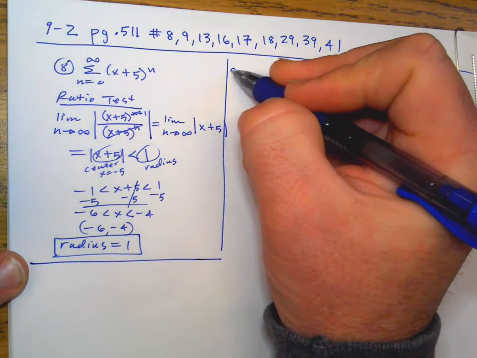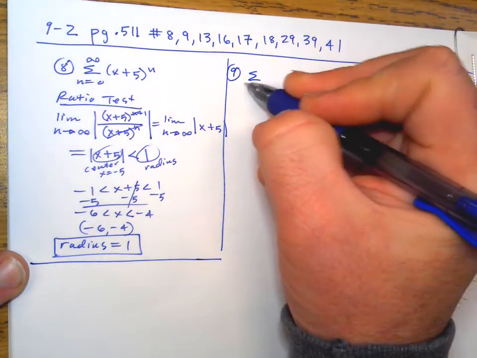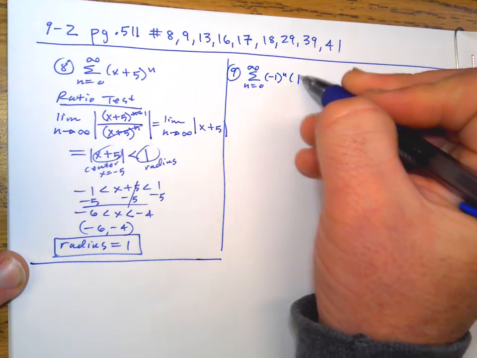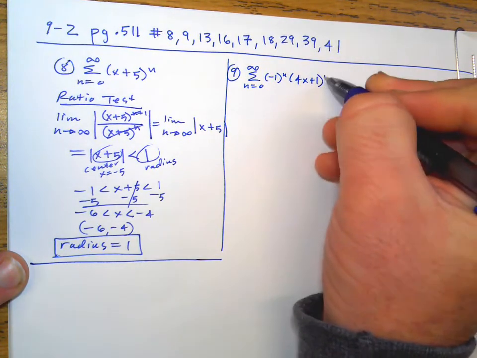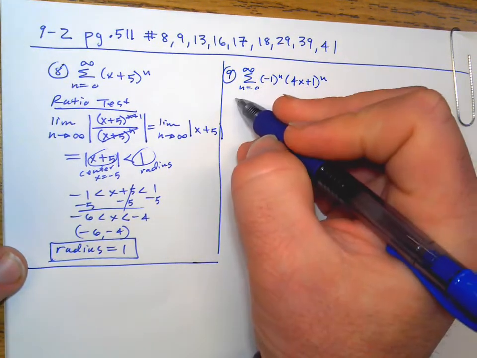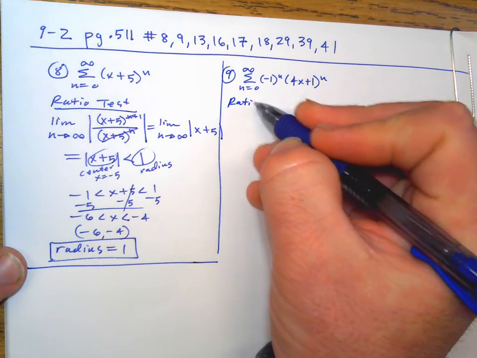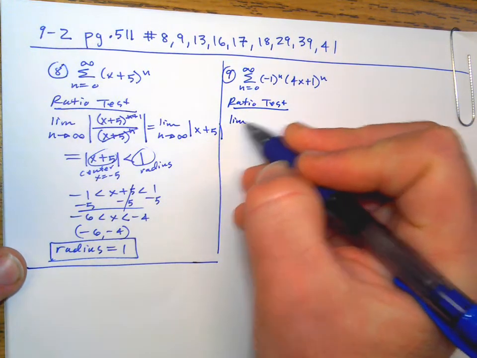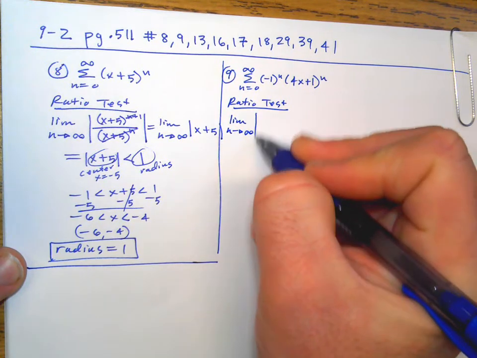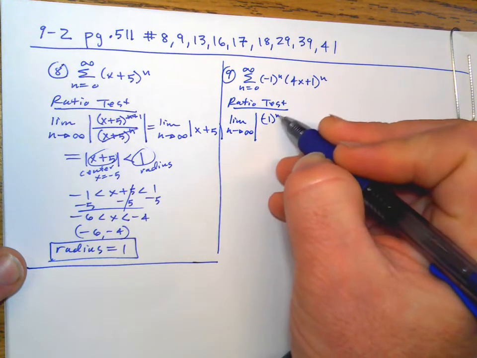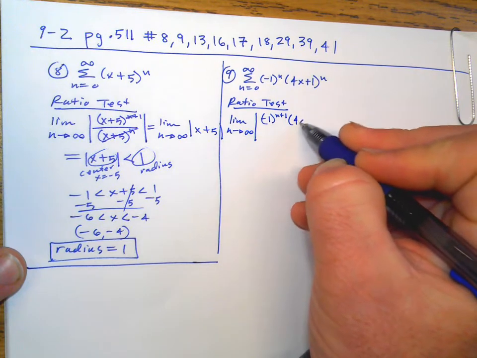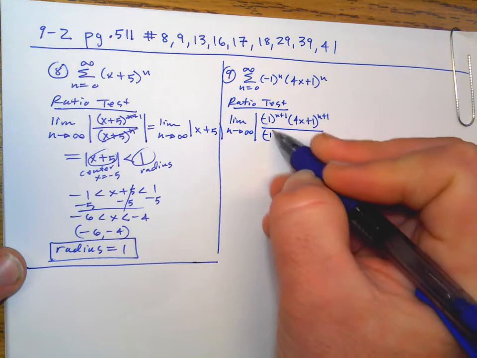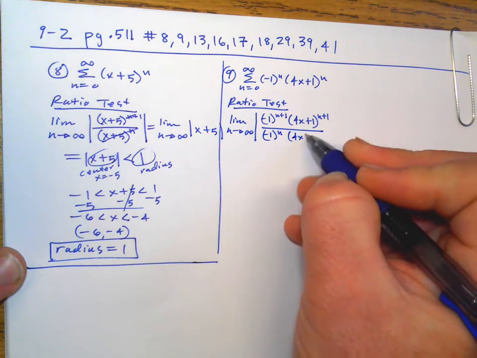So that's 8, 9. We're going to go directly to the ratio test. Limit as n goes to infinity, absolute value of -1 to the n plus 1, 4x plus 1 to the n plus 1, over -1 to the n, 4x plus 1 to the n.